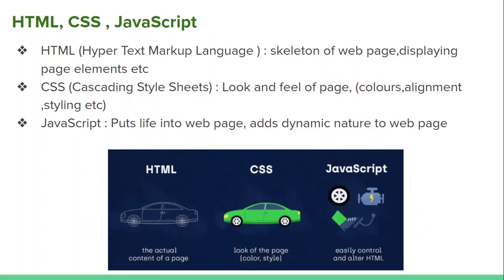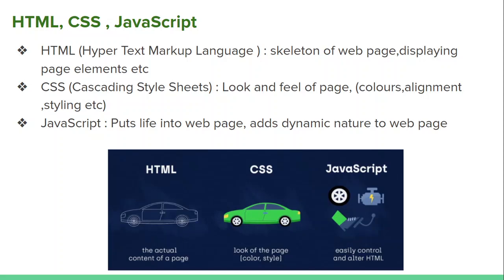Next is, what is the role of HTML, CSS and JavaScript? All three are client side scripting languages, right? Now HTML is a hypertext markup language. Basically the browser can understand markup languages. For example, DHTML, XHTML or HTML. These are all markup languages.